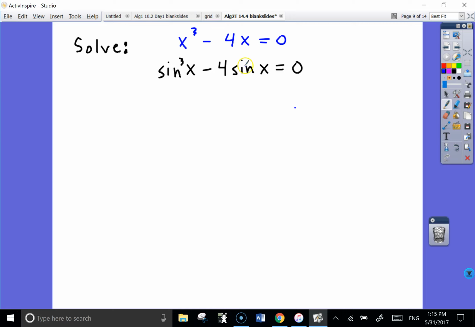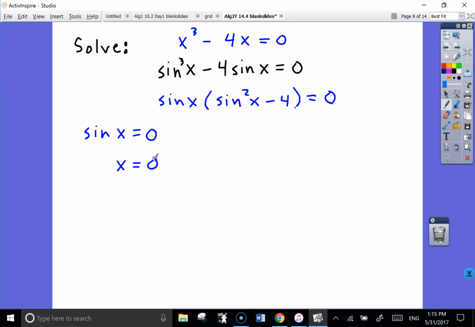In this case, what is the common factor between those two terms? There's one sine x. So sine x times sine squared x minus 4 equals 0. You factor it, and now you use the zero product property, setting each factor equal to 0. If sine x equals 0, then what is the value of x? 0, right? On the unit circle, the y-coordinate is 0 right there.